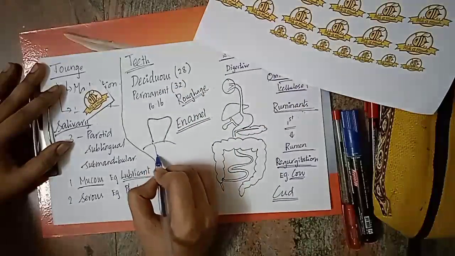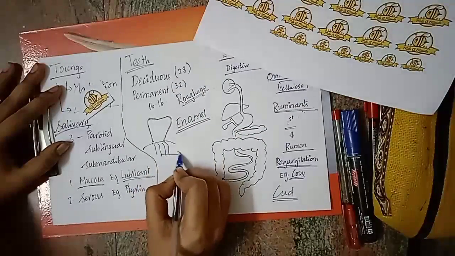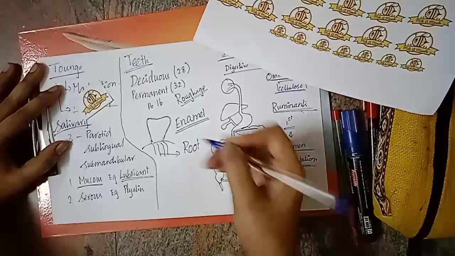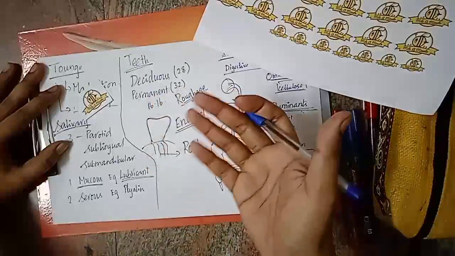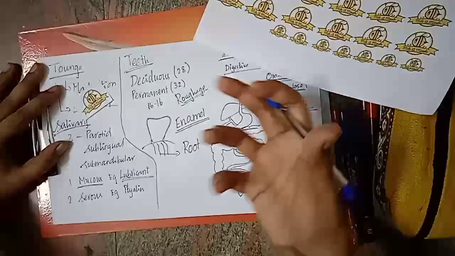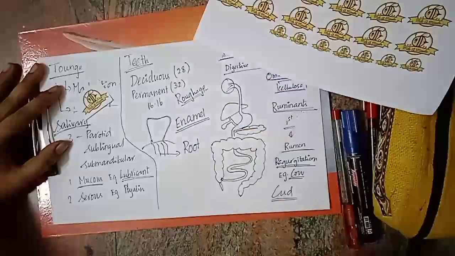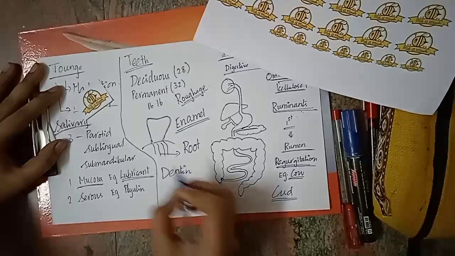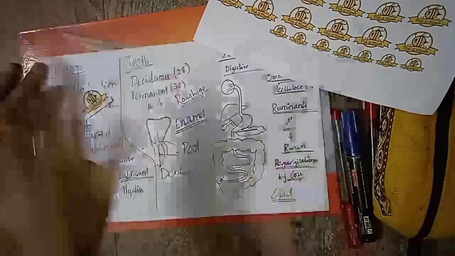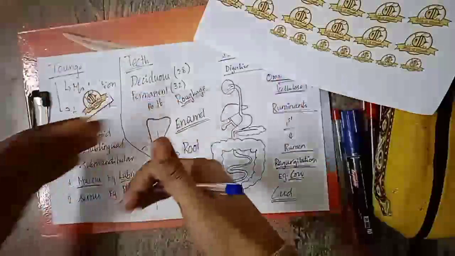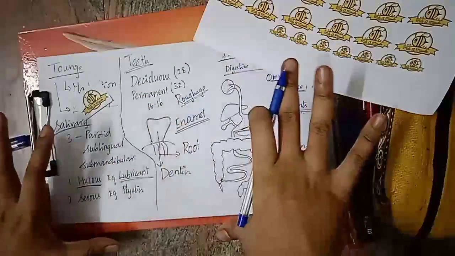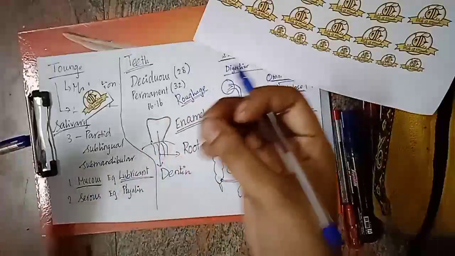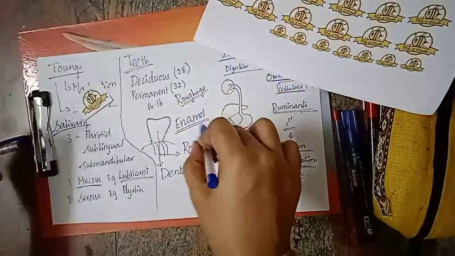And then we have the root. The root is the one which holds the teeth. It is the base of the teeth, and it holds the teeth with the gums. And then we have dentin. Dentin is on the inner side of the enamel. Dentin is not so hard and it is slightly yellow. The white color is from the enamel.